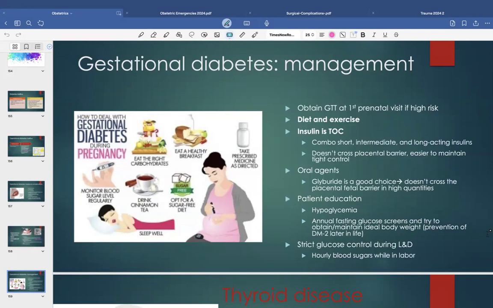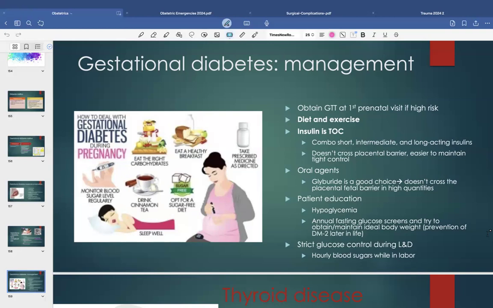Diet and exercise are key. We want to help them control their weight. We want to talk to them about their meals, glycemic control. Insulin is our treatment of choice because you can control it better. It doesn't cross the placental barrier either, which is good. There are oral agents like glyburide that you can use, which is a good choice. It also doesn't cross the placental barrier in high numbers.